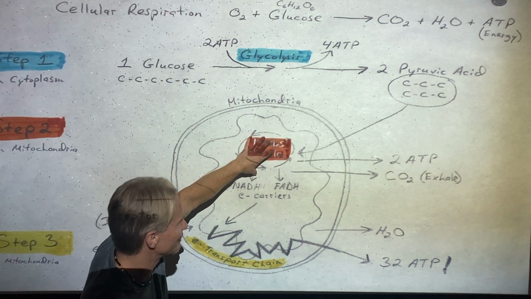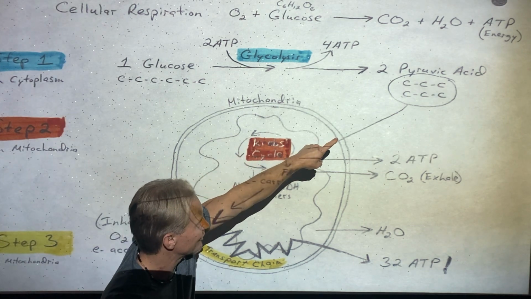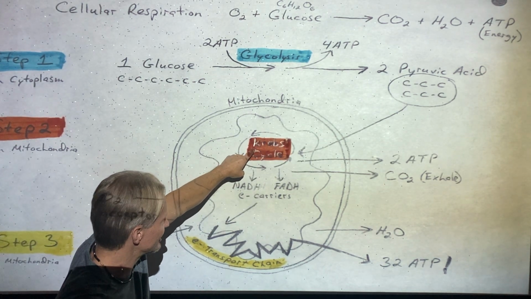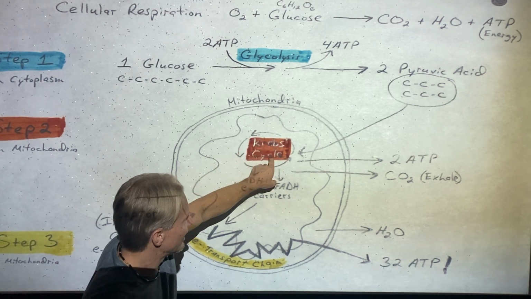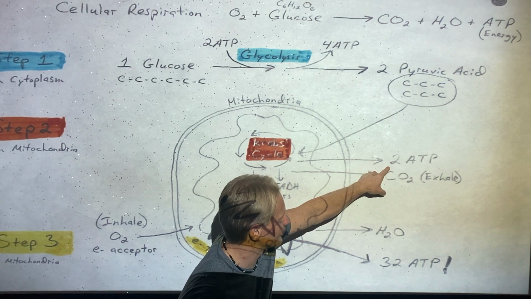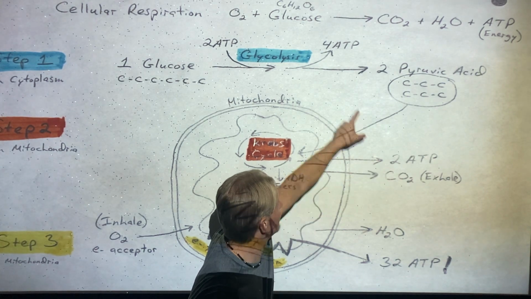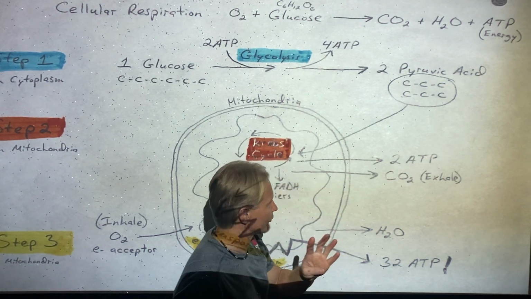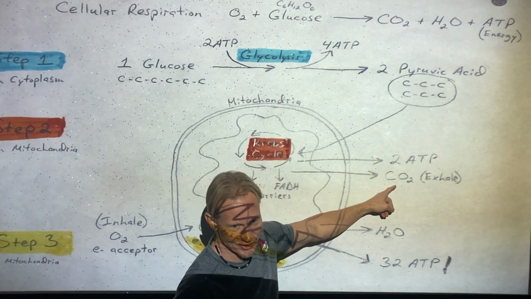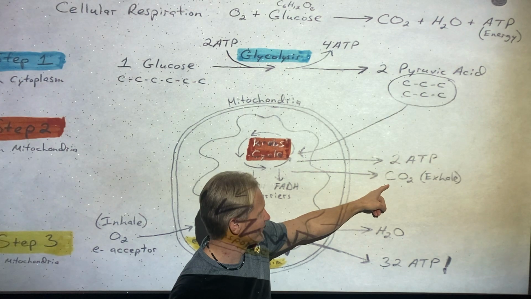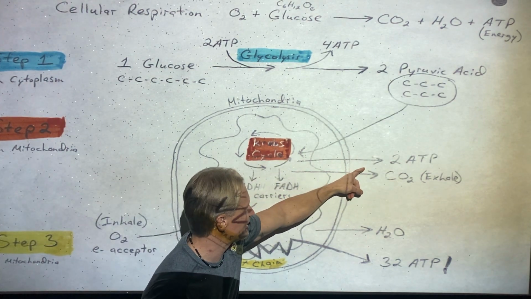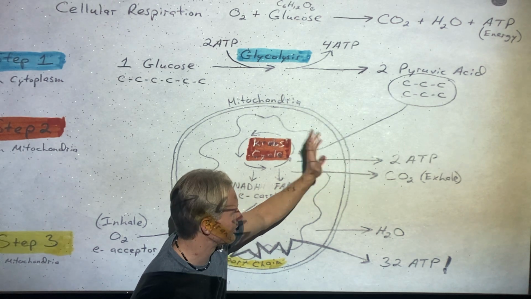But let's look at what goes in, what goes out. The 2 pyruvics go in, so 2 chains of 3 carbons each, okay? And we're gonna spit out some ATP. Oh, whoop-de-doo-dah, another 2. So how much total do we have now? 2 plus 2 of those is 4, so we got 4 now. And we're gonna get rid of some carbon dioxide here. So there's why you gotta breathe that stuff out, the Krebs cycle.